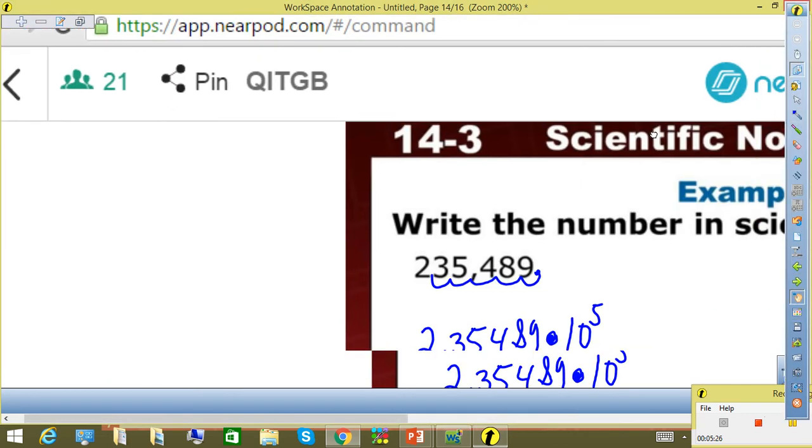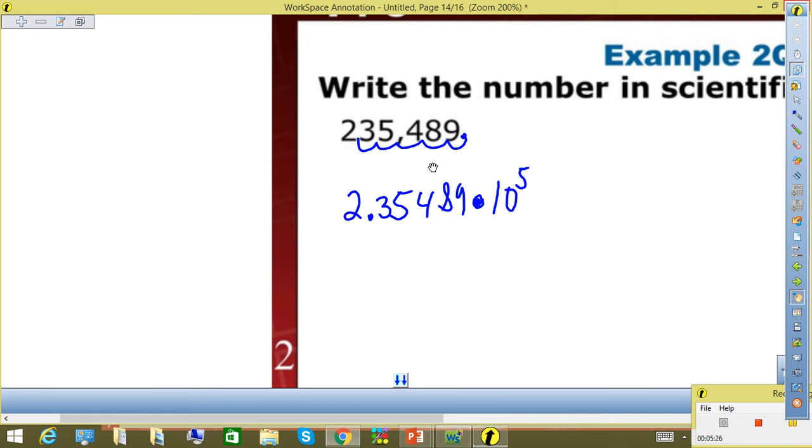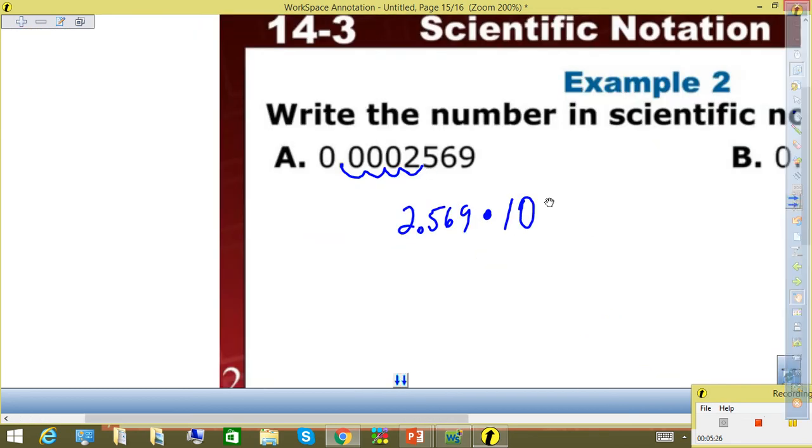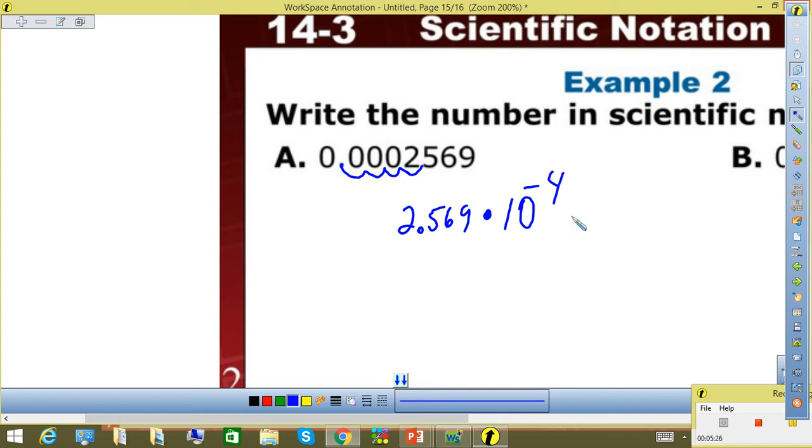Look at the one I just did right now. I moved it to the left, and it was a positive 5. This one I move it to the right, therefore this is negative. How many times? 1, 2, 3, 4. You see how that worked?